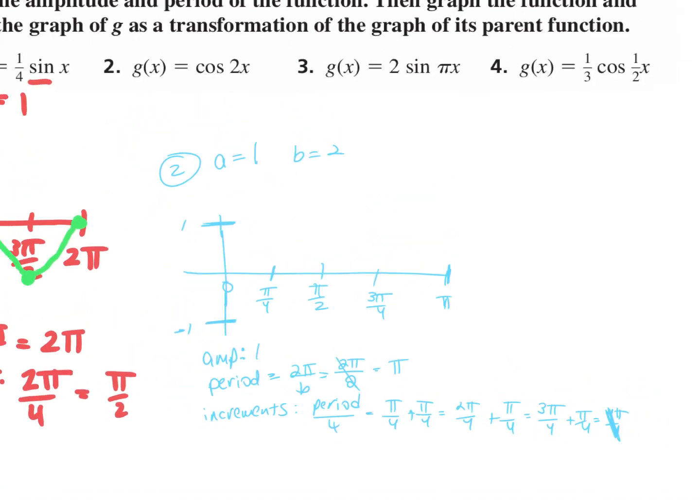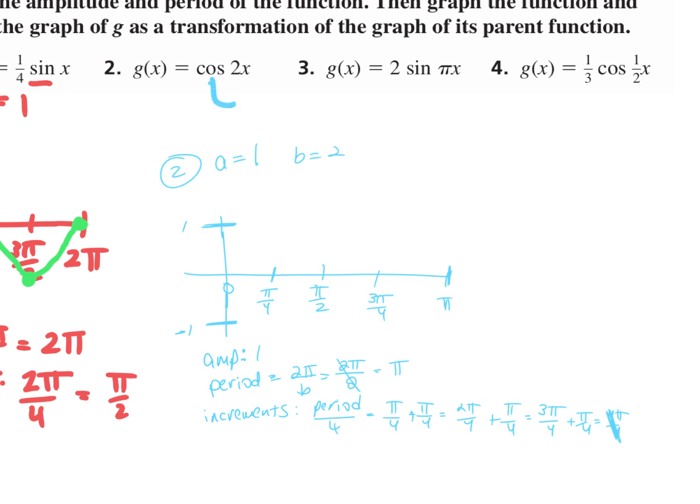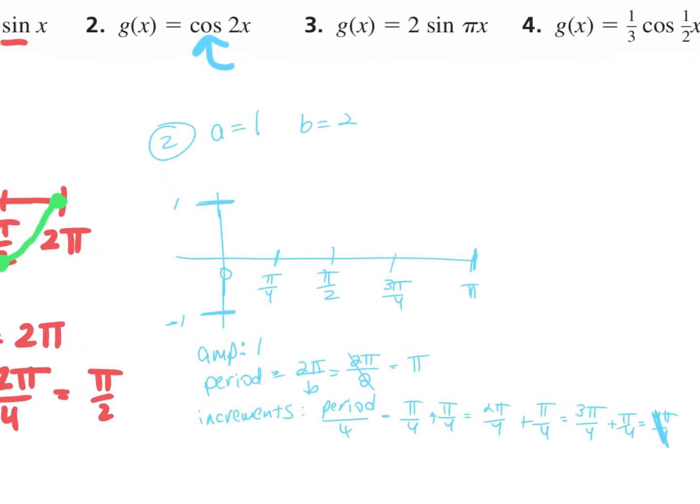So now I look at this and I go back and I say cosine. Where am I starting if it's a cosine graph? On the amplitude. Is it a positive one or a negative one? Positive, so I start up here. Then at pi over 4, I'm at the x-axis. At pi over 2, I'm down at the negative amplitude. Then I'm back at the x-axis. Then I'm back at the positive amplitude. And you just draw your curve.